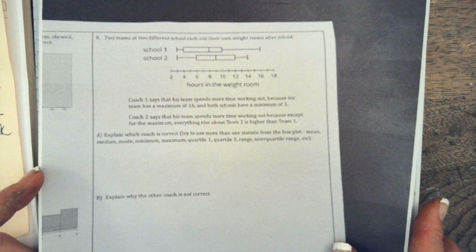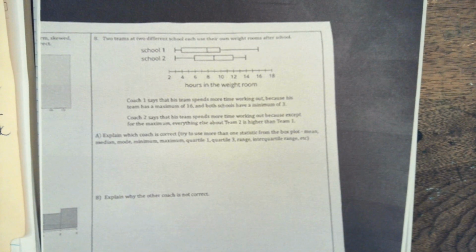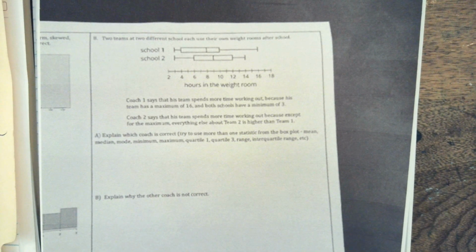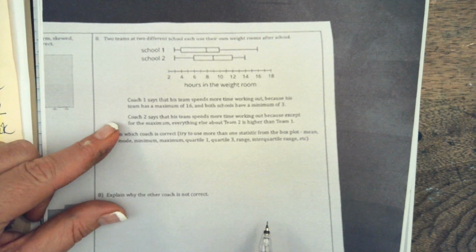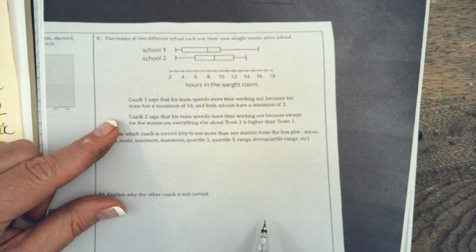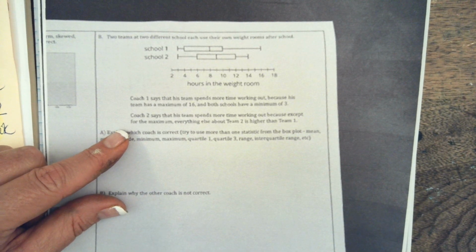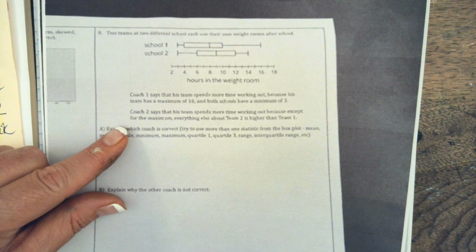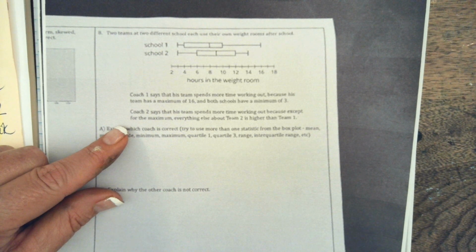Okay, all right, then two teams. Go ahead, read it to me. Two teams at two different schools each use their weight rooms after school. Coach One says that his team spends more time working out because his team has a maximum of 16, and both schools have a minimum of 3. And then Coach Chu says that his team spends more time working out because, except for the maximum, everything else about team two is higher than team one. Explain which coach is correct.